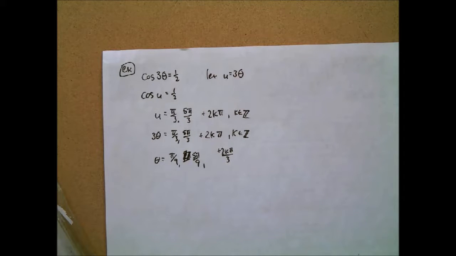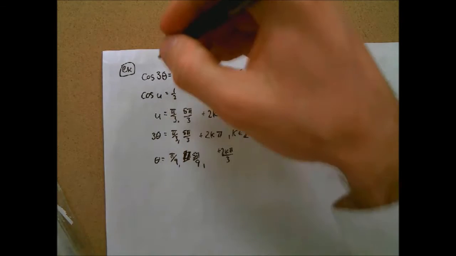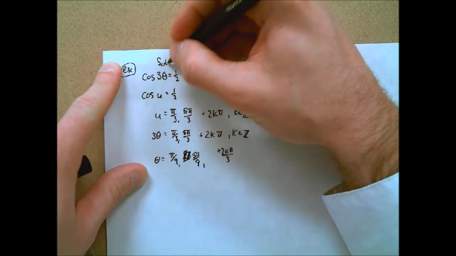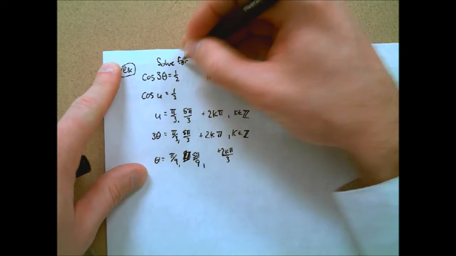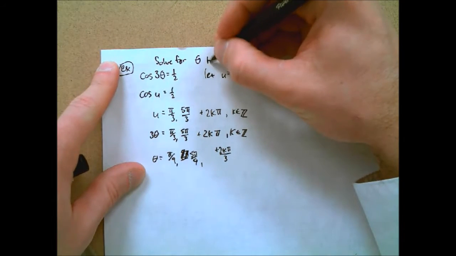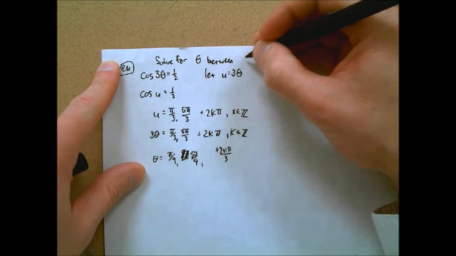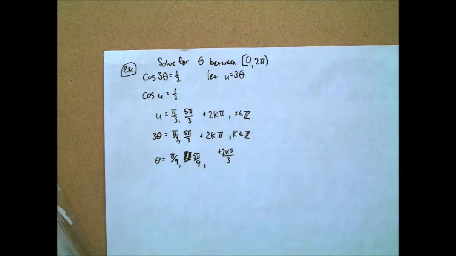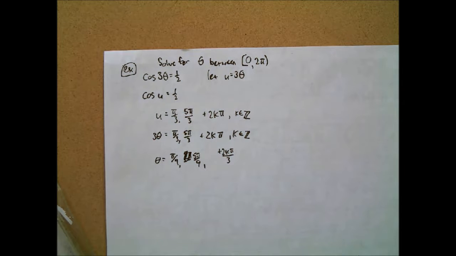If our directions were still for theta between 0 and 2 pi, we're not quite done yet. So let me just get up to this point. Any questions up to this point? Makes sense pretty much the whole way through here?